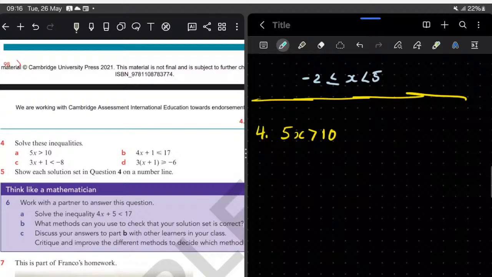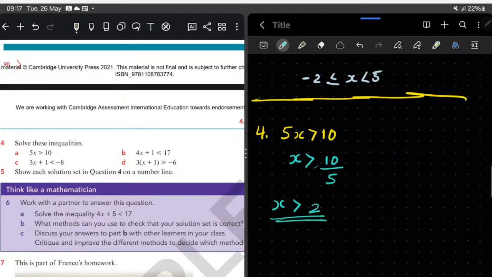Okay, so let's make x the subject. We take 5 to the other side, right? We remain with x greater than 10 over 5, because when 5 goes to the other side, it will now divide, which is the opposite of multiplying. So now we will have x greater than 10 over 5 will be 2. Are we together? So we'll have x greater than 2.